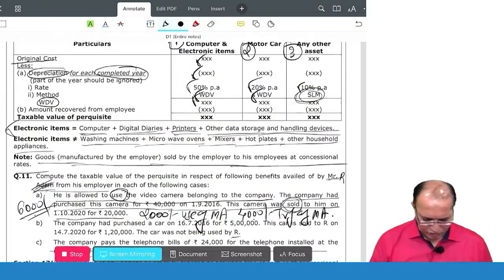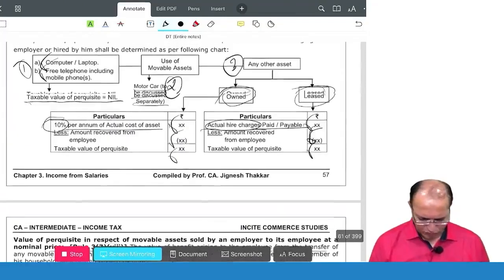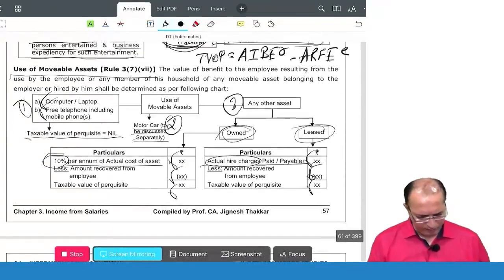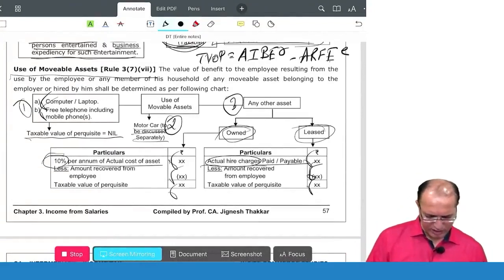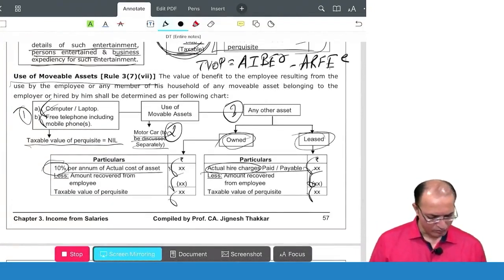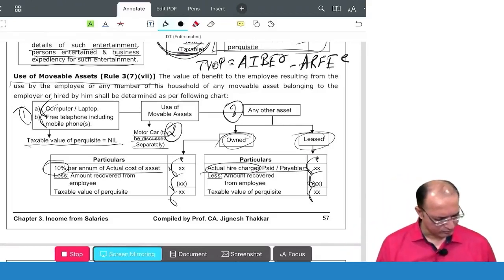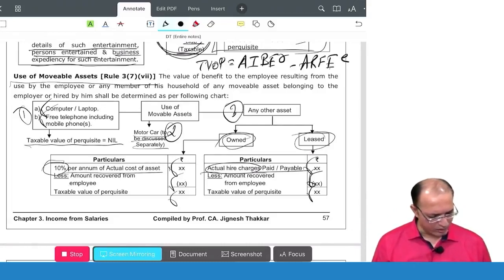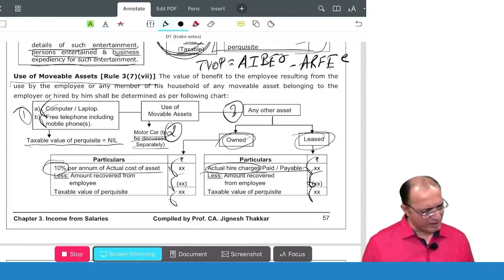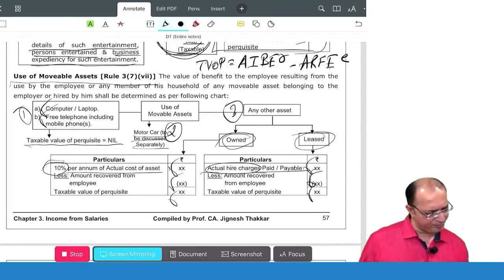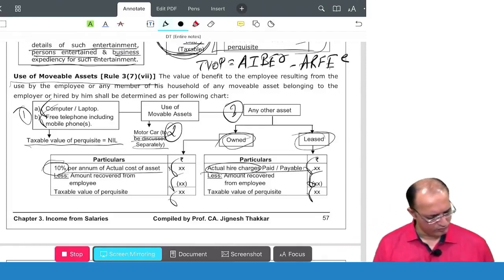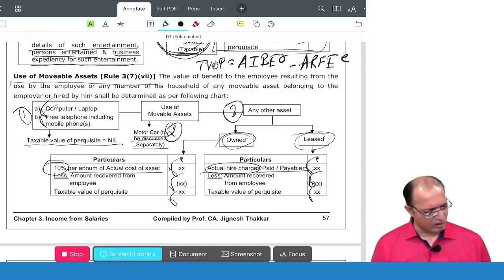Vidyashri says, I have not understood the use of movable asset. Vidyashri, can you tell me, use of video camera falls into which category here? First, second, or third? Is this camera owned or taken on lease? It is an owned camera or a hired camera? Owned camera. What is the cost of the camera?